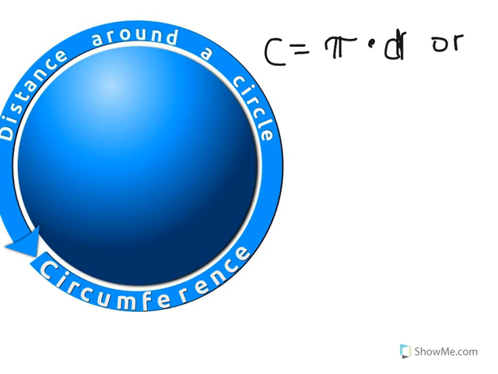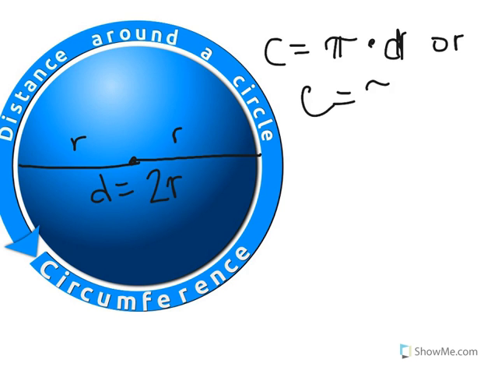Or, we've already talked about how the radius is the distance from the midpoint of a circle to the outside. And so the diameter is equal to 2 times the radius. So we can also say the circumference is equal to pi times 2 times the radius.